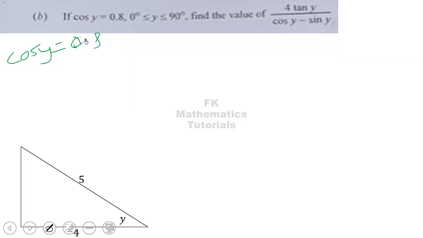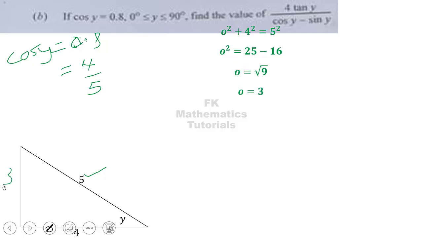So the 0.8 here is the same as 4 over 5. So cos is adjacent, which is 4, over hypotenuse, which is 5. So we will now calculate the opposite using Pythagoras theorem. 4 squared, which is the adjacent squared, plus the opposite squared, should be equal to the hypotenuse squared, which is 5 squared. We can then solve this to get the opposite to be 3. So this is 3 units.